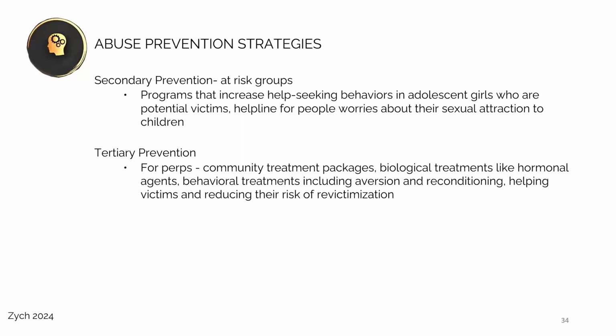And then I already mentioned tertiary intervention. This is after sexual abuse has occurred. There could be community treatment packages, biological treatments like hormonal agents, like hormonal castration, and behavioral treatments like aversion and reconditioning. And then, of course, helping victims and reducing their risk of re-victimization.